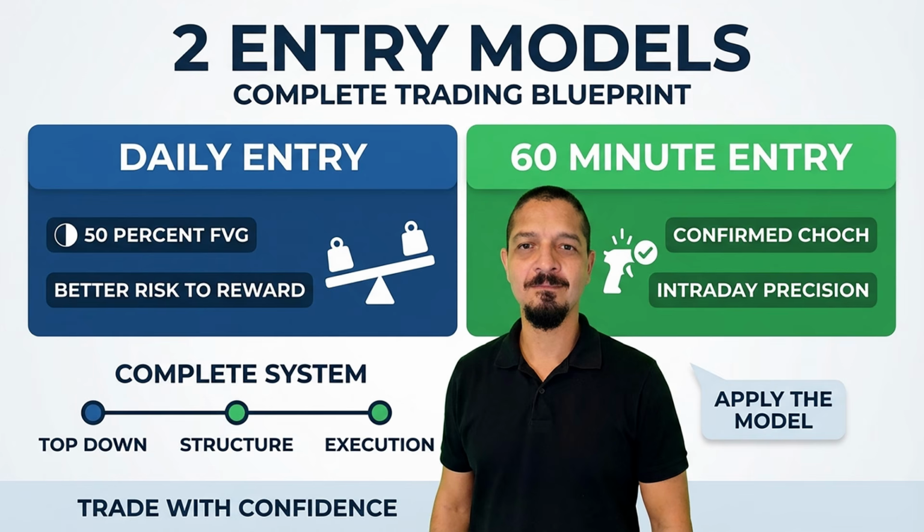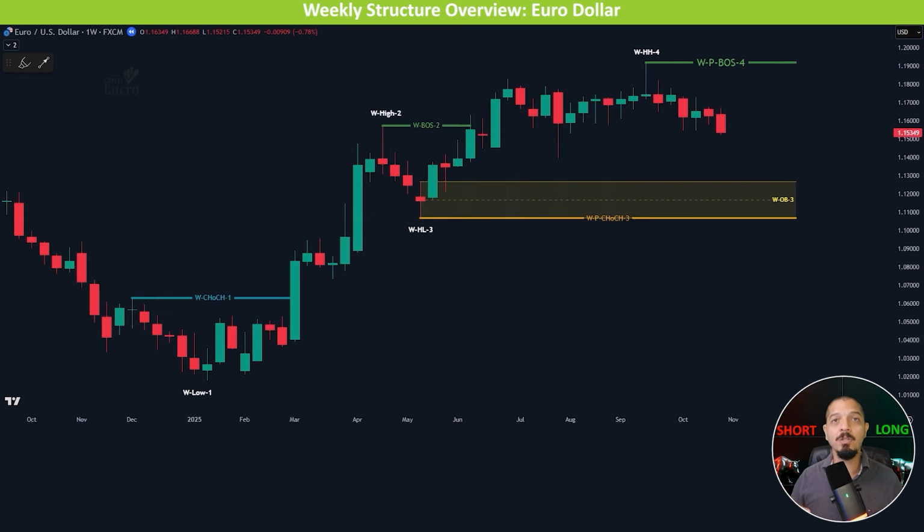apply with confidence. Now we're going to start looking at the charts, and the pair we're analyzing in this study is the euro-dollar. Before we begin, keep in mind that every number I mention, such as weekly higher high number 4 or weekly higher low number 3, is simply a reference point to help you visualize the chart more easily. These numbers do not carry any meaning beyond guiding you through the structure shown on the screen.